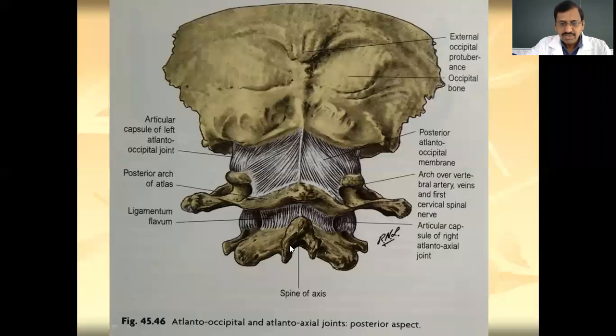Below here you see this is the axis and this is the atlas, and on both sides, this side and that side, there is a bone, the mastoid process, and this is the transverse process of the atlas and axis. So from here to here, and this side also the same, from here to here, this is the area of the suboccipital region.